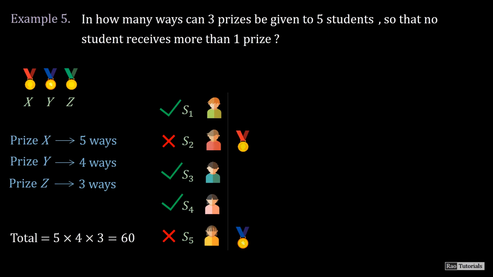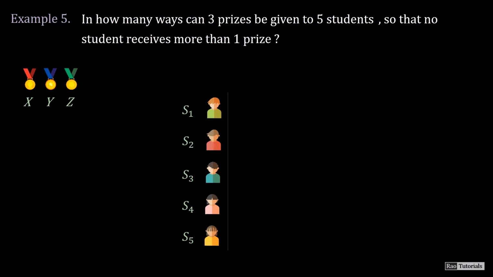Let us change the question again. And the condition this time is no student gets all 3 prizes. So a student may receive no prize, or 1 prize, or 2 prizes, but not all 3 prizes. Try this question yourself and then you can watch the solution.